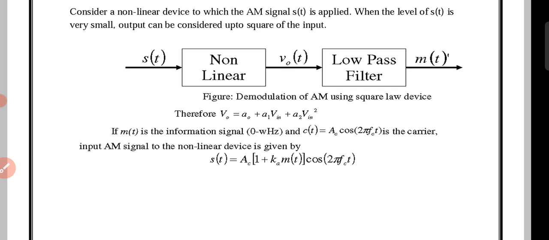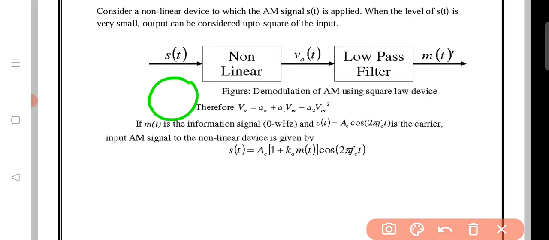So what is the input output relation of the nonlinear device? I hope you remember, this is the input output relation: V naught equal to A naught plus A1 Vn plus A2 Vn square plus A3 Vn cube and so on. But we take the basic terms up to the square part only. That's why this phenomenon is called square law.